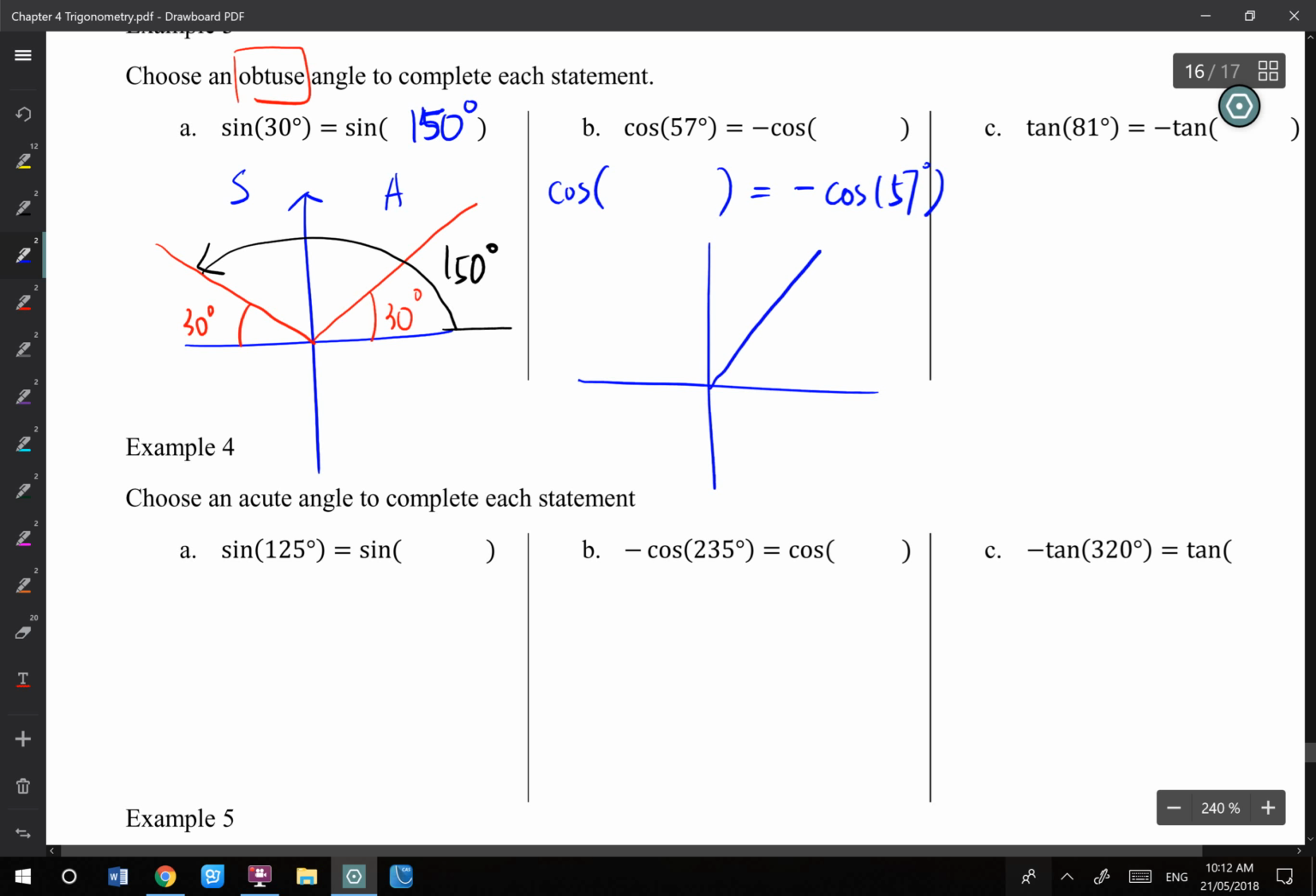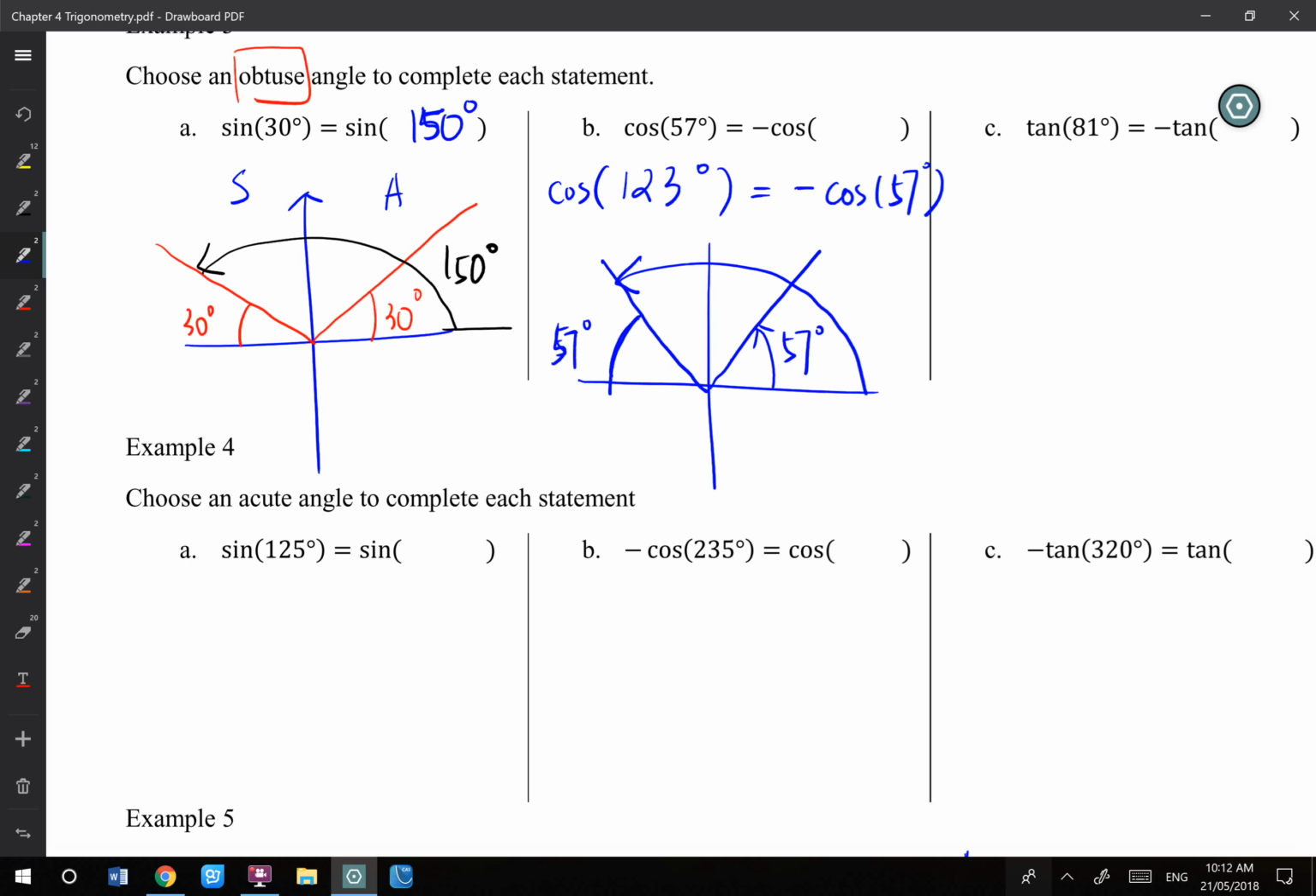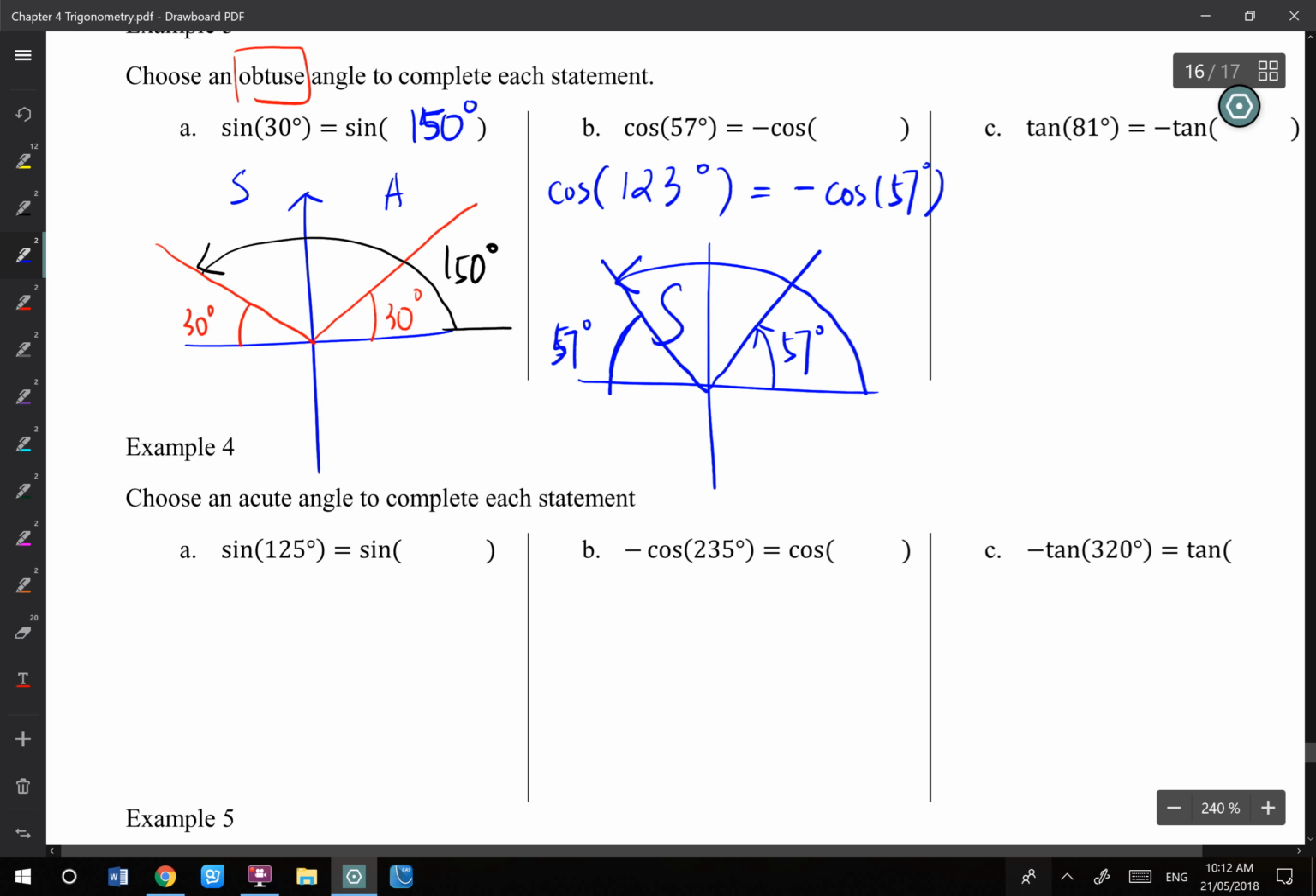So 57 degrees is here. I want in this quadrant the symmetrical angle with the same 57 as the reference. So the actual angle we have should be this one. So it's 180 minus 57. So I can say that's 123 degrees. But because it's the sine quadrant, that's why we will have the negative.